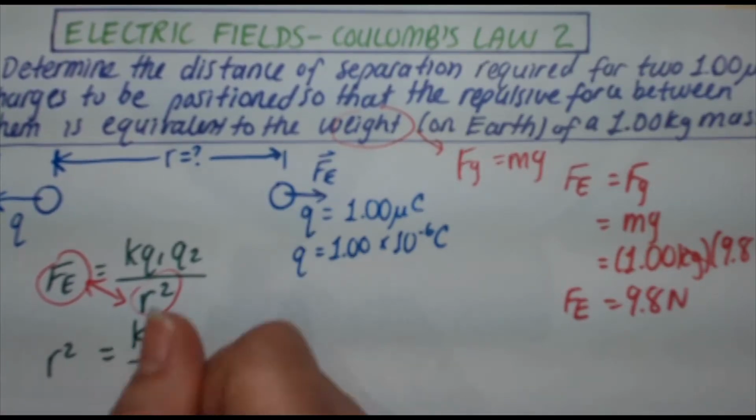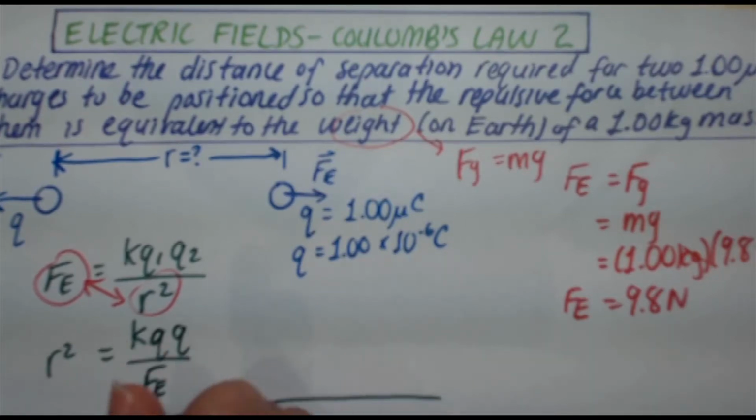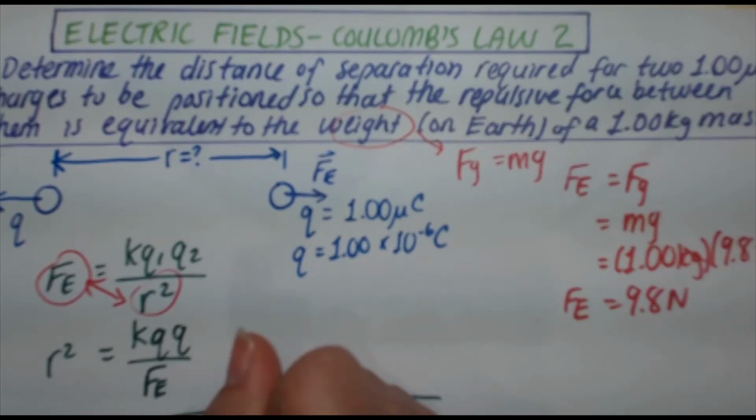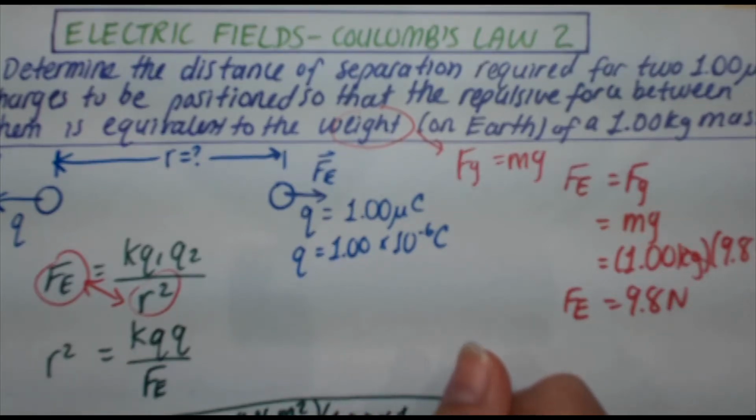This Q times Q is just Q squared, so R squared is K Q squared over Fe. So R is equal to the square root of this thing. K is about 8.99 times 10 to the 9 newton meters squared per coulomb squared. Remember, this is the electric constant, not the constant from Hooke's law, the spring constant. Times Q squared, where each Q is 1.00 times 10 to the minus 6 coulombs, so times 10 to the minus 6 coulombs squared, divided by 9.8 newtons.